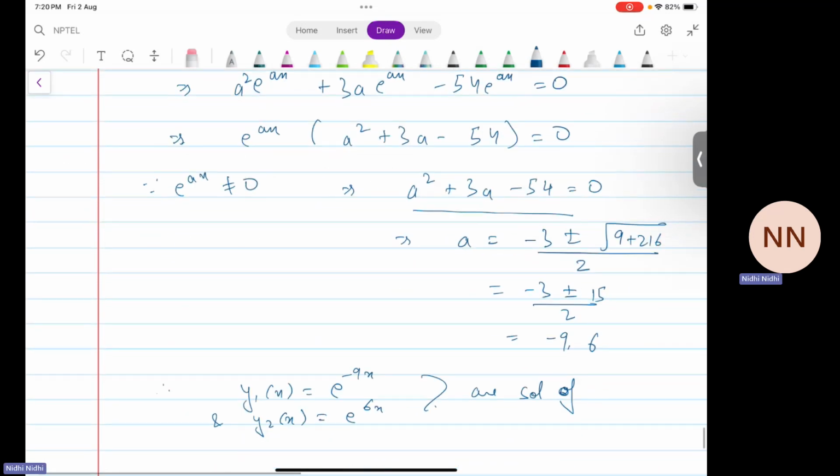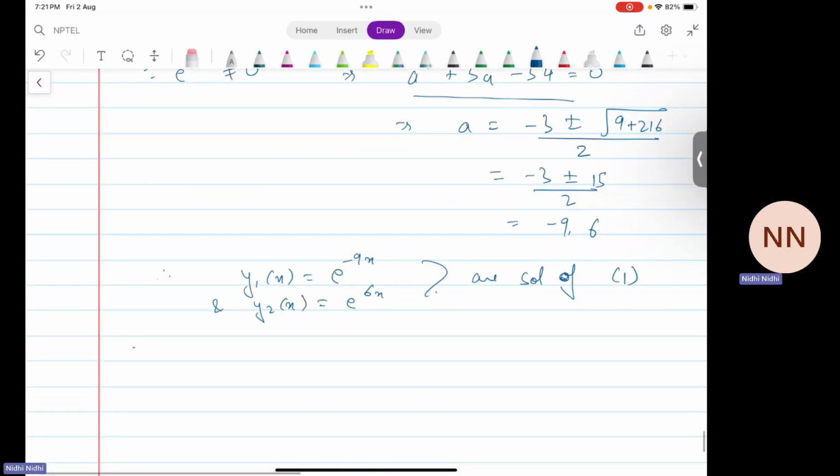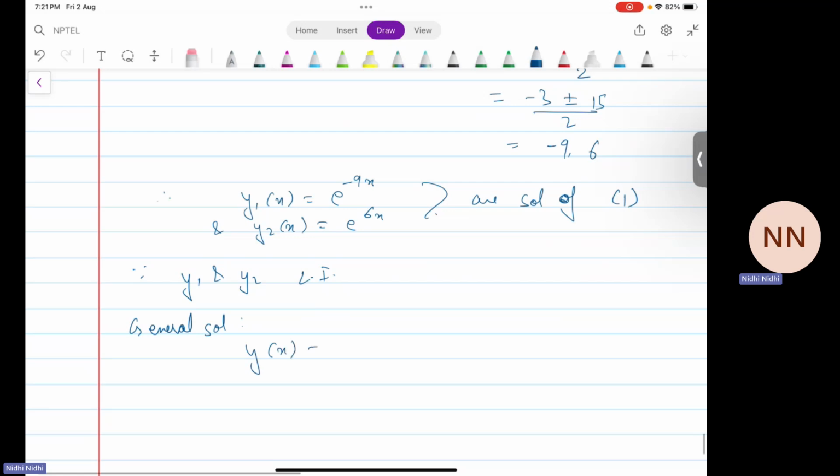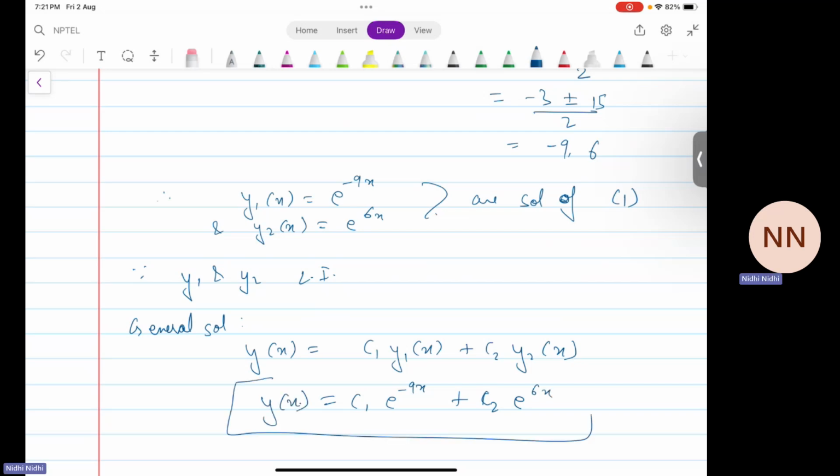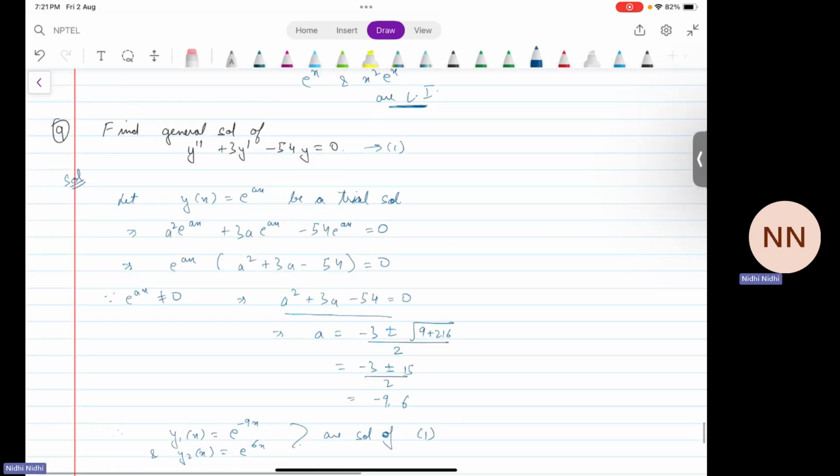Now since y1 and y2 are linearly independent, the general solution is given by y(x) equal to c1 y1(x) plus c2 y2(x), which is c1 e to the power minus 9x plus c2 e to the power 6x. So this gives us the general solution. I hope all the steps were fine with this discussion.